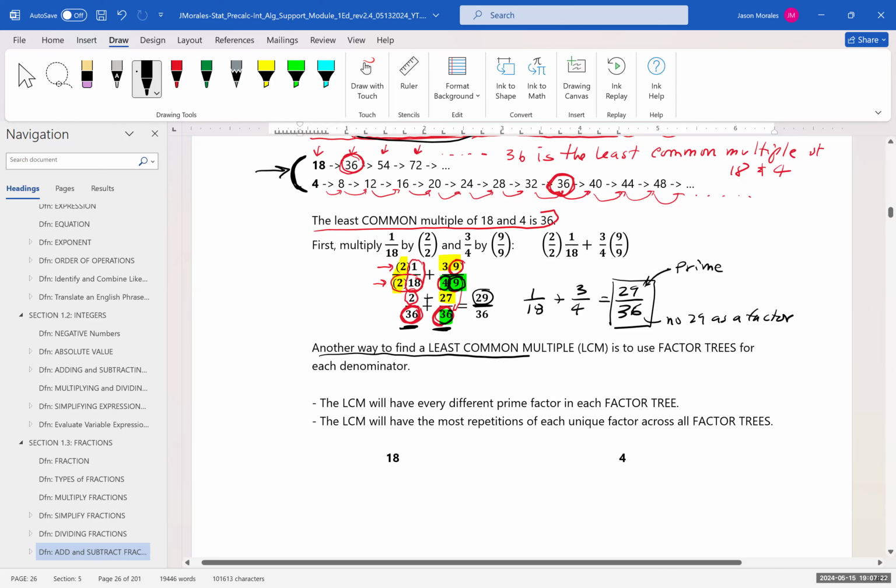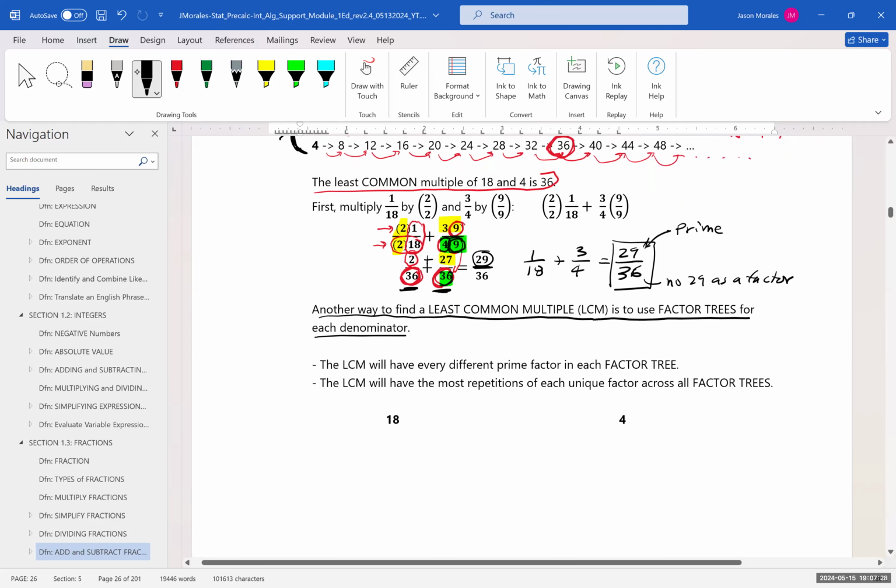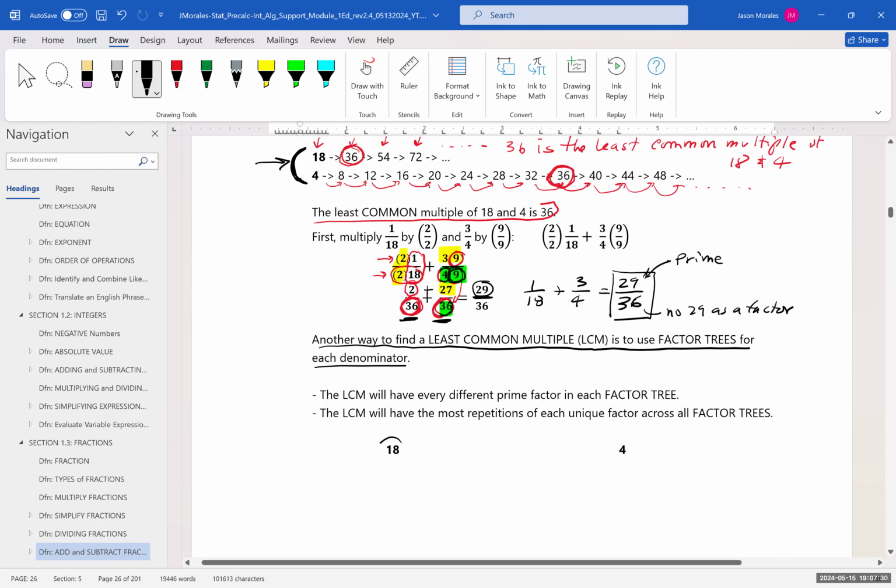So another way to find the least common multiple is to use factor trees for each denominator. And so what I've got here is the denominator of the first fraction, which is 18, and the denominator of the second fraction, which was 4. So let's do factor trees of these two.